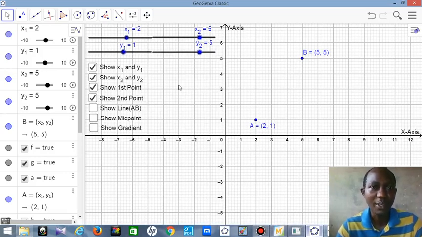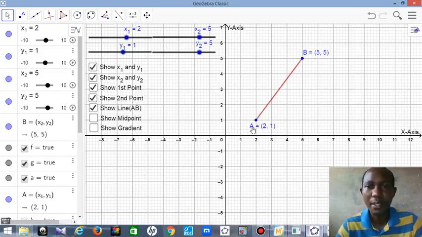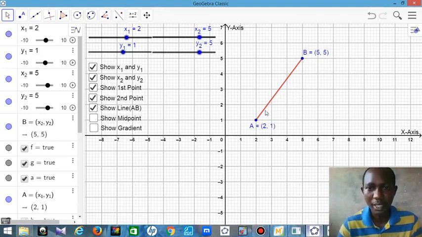So you don't expect to have your graph paper and start plotting points, start drawing the line, and start measuring the distance. If I join, let me join line AB. So I've joined line AB. If I now ask what is the distance from A to B, you cannot start plotting this graph, taking your ruler and start measuring this line.